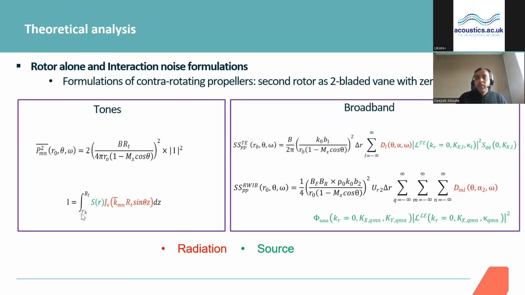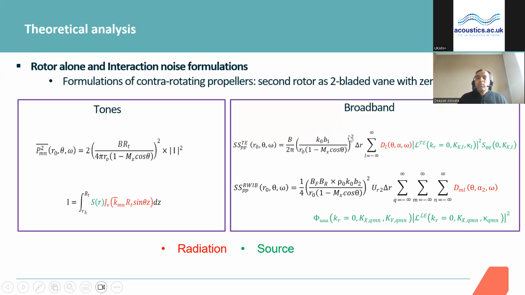which is expressed in terms of the Bessel functions. And for each individual source mechanism, either a rotor alone or the interaction noise source, the source strength, which is represented by a green S of R over here, changes. That means just the source strength changes, but the entire formulation is pretty much similar. And the same goes for the broadband noise, which we already saw here.